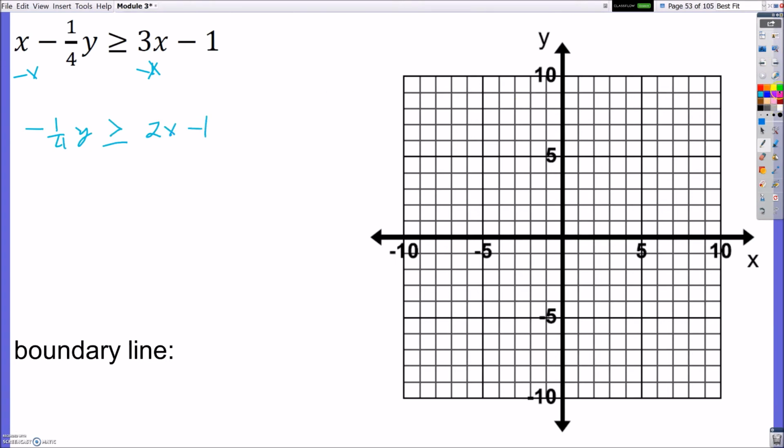Next thing I want to do is get the y all by itself. So I'm going to do that by multiplying both sides by -4. When I multiply both sides by -4, I'm going to have positive y. Now, since I multiplied both sides by a negative, my inequality switches directions from a greater than to a less than or equal to. And this will be -8x plus 4, because a negative times a negative is positive.